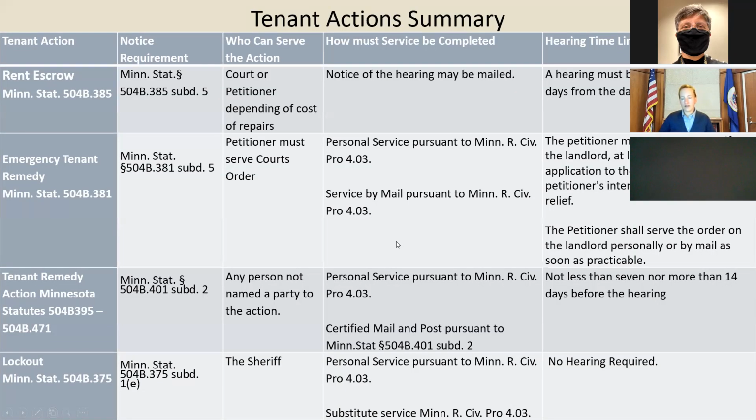So I will have Elvira send out my slides after the presentation today, but what I put together here is sort of a chart that's a quick referral chart for you if you are going to be representing tenants. I didn't do this for eviction actions because essentially the timelines for evictions are the same regardless of what type of claim you're making in your eviction action.